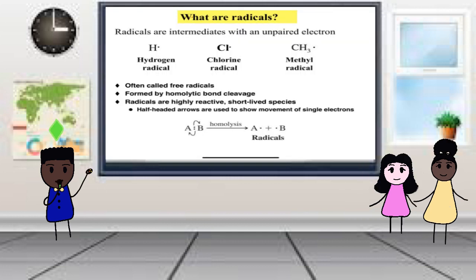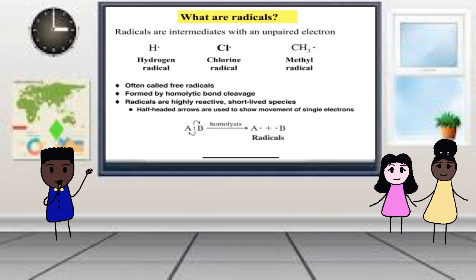What are radicals? Radicals are intermediates with an unpaired electron. Some examples of radicals include hydrogen radical, chlorine radical, and methyl radical. They are often called free radicals, and they are formed by homolytic bond cleavage. Radicals are highly reactive and short-lived species.